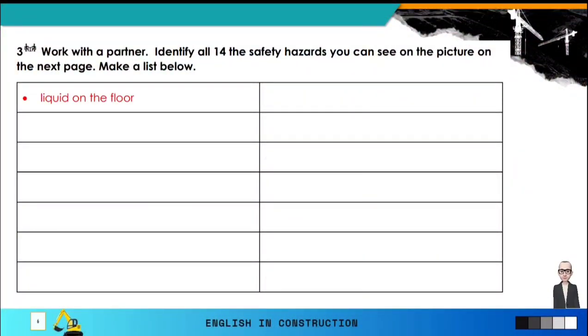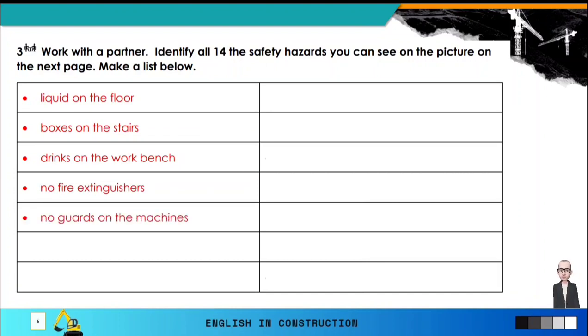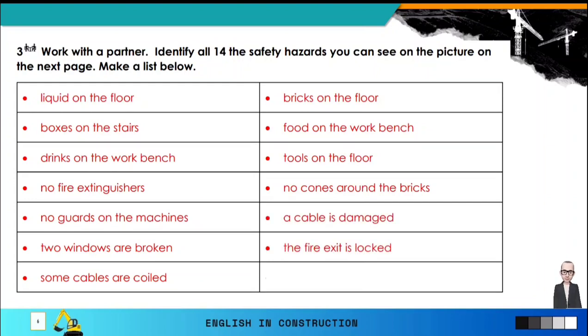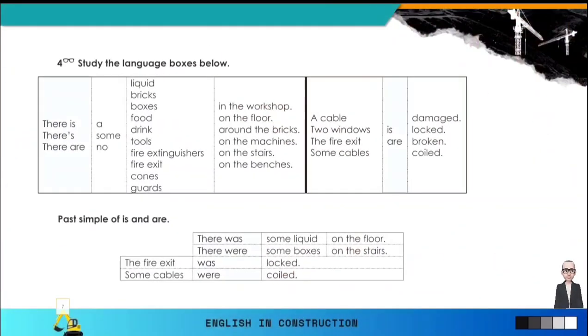Right, so these would be our notes: liquid on the floor, boxes on the stairs, drinks on the workbench, no fire extinguishers, no guards on the machines, 2 windows broken, some cables are coiled, bricks on the floor, food on the workbench, tools on the floor, no cones around the bricks, the cable is damaged, the fire exit is locked, the roller door is halfway open. Okay, so once again the task will be to put these and create full sentences.